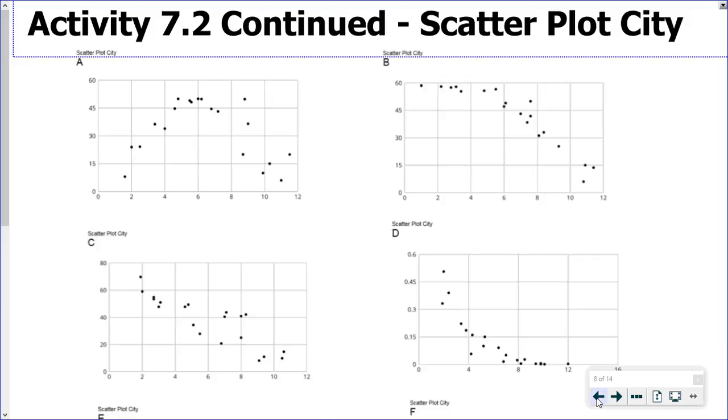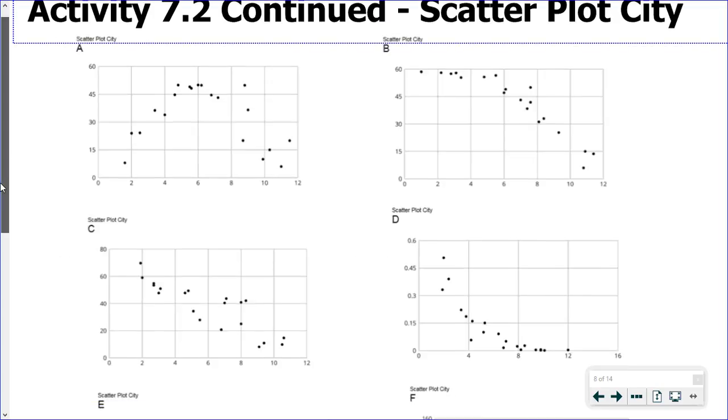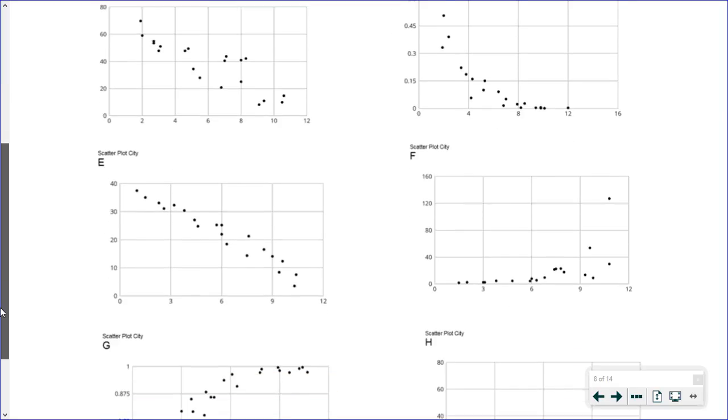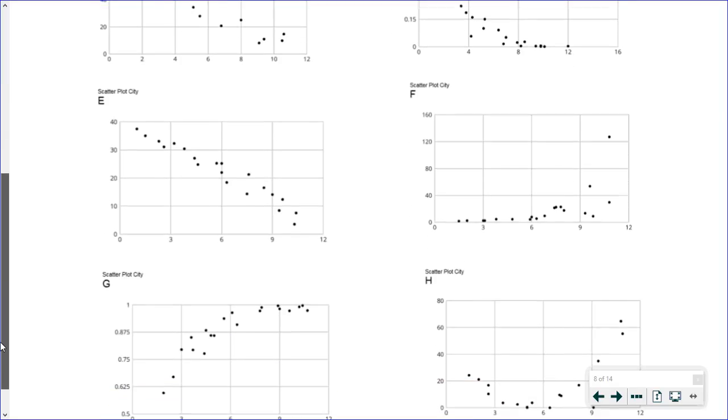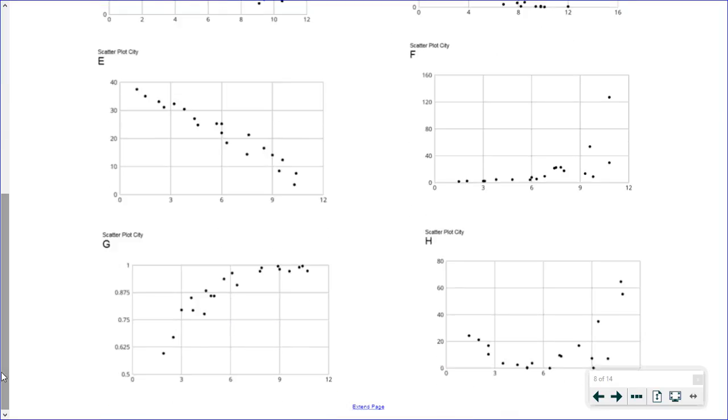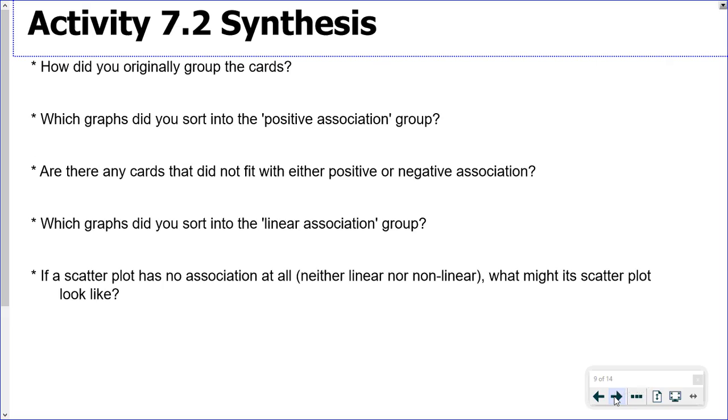Looking back, hopefully you sorted graphs F, G, and possibly H into the positive group. So you can see as it starts to go down, well, H actually, I would think definitely G, positive association, definitely F. H can actually go down and then come back up. So that might be better sorted for both or neither.